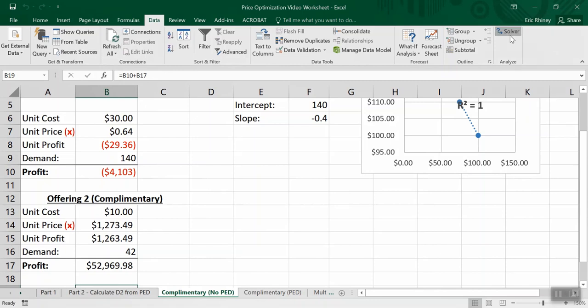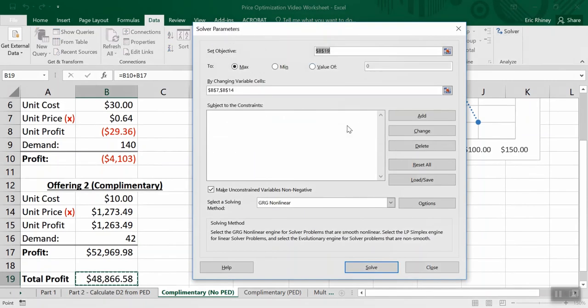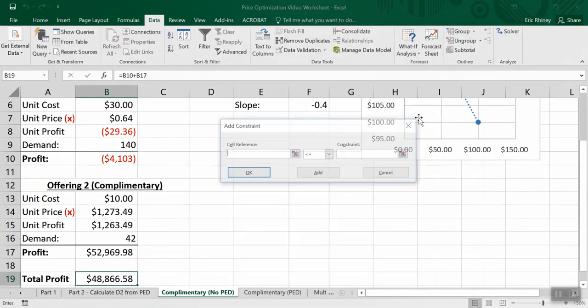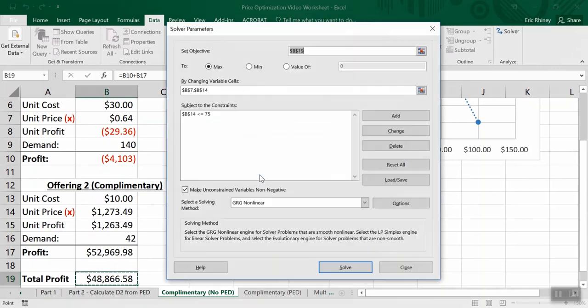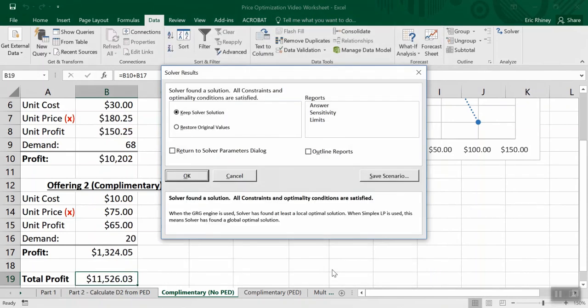So I'm going to go back into my solver, and I'm going to add a constraint. And my constraint is going to be for this complementary product, the price has to be less than or equal to $75. And I'm going to hit OK. I'm going to leave everything else as is, and let's solve and see what happens. Oh, that was really quick.